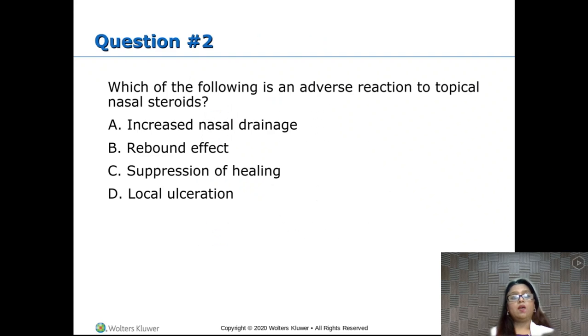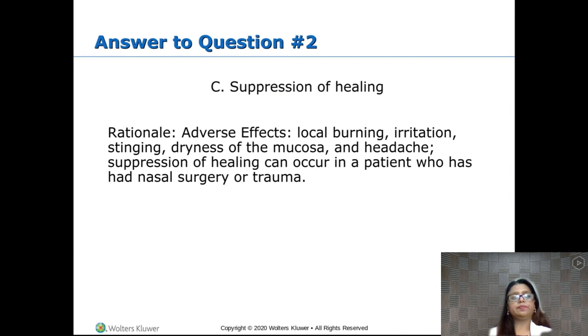Okay. Which of the following is an adverse reaction of topical nasal steroids? Increased nasal drainage, rebound effect, suppression of healing, local ulceration. Suppression of healing.